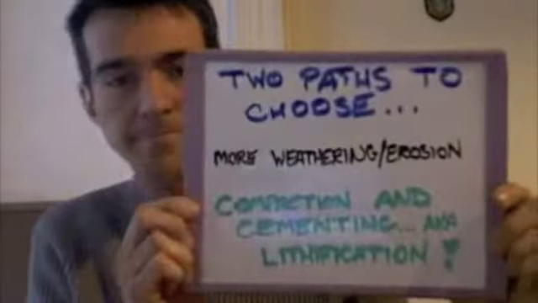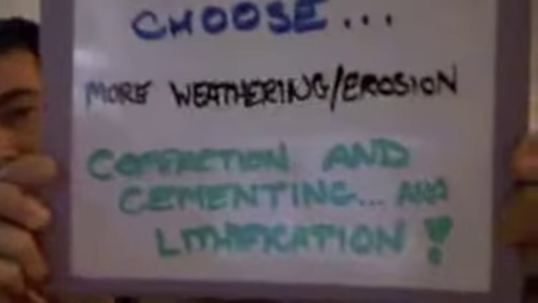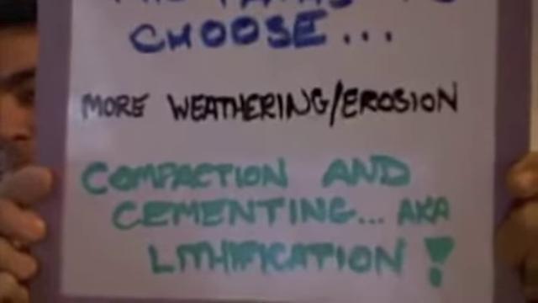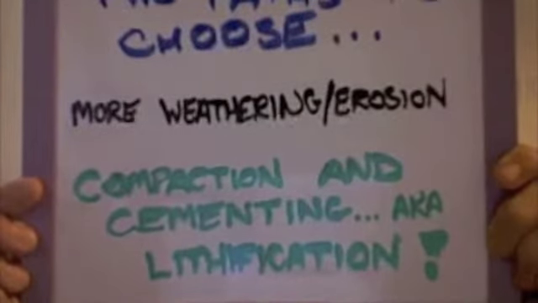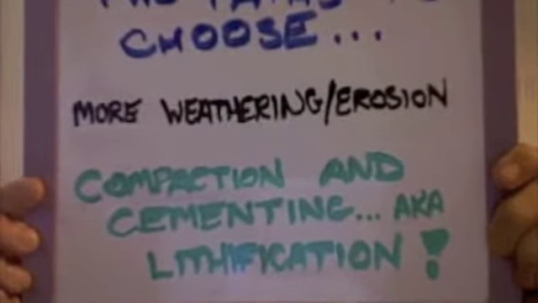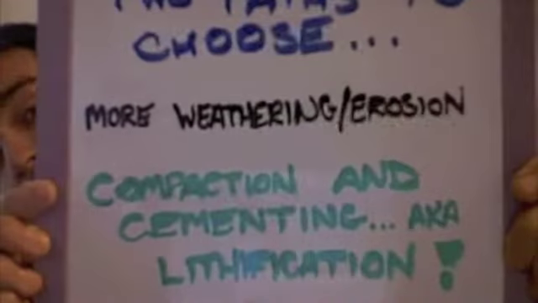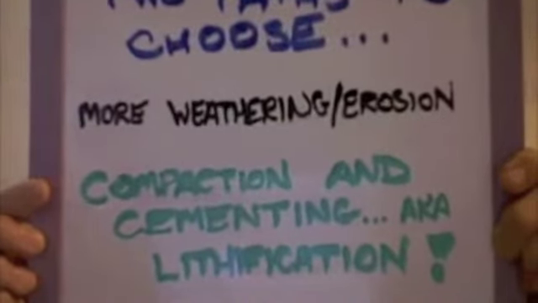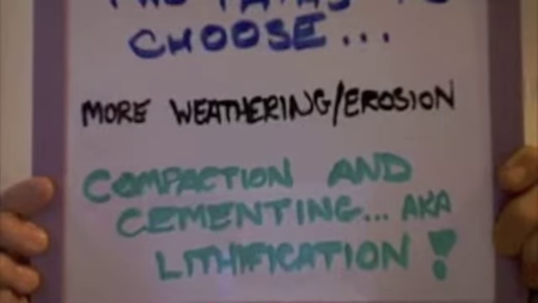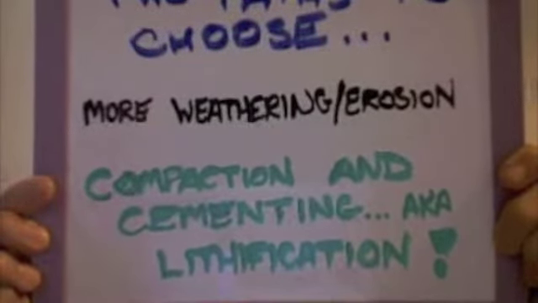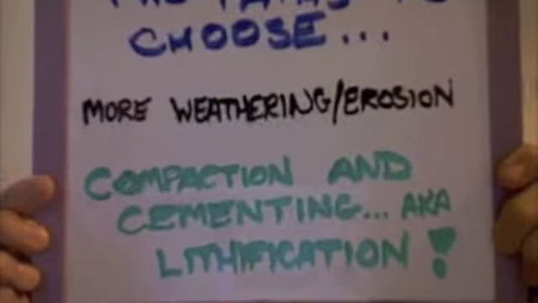Once a sediment has been deposited, one of two things can happen. The sediment can either become more weathered and eroded, causing the sediments to continue to become more fine or smaller and well-rounded, or the sediment can begin a process of compaction and cementation known as lithification. Please continue along your rock cycle journey by selecting one of these two processes now.